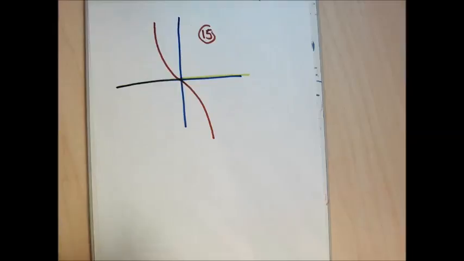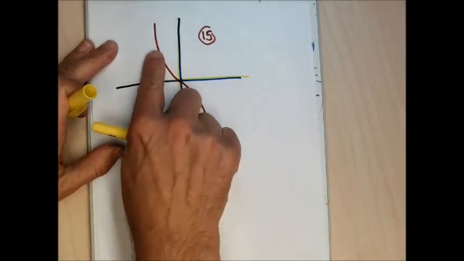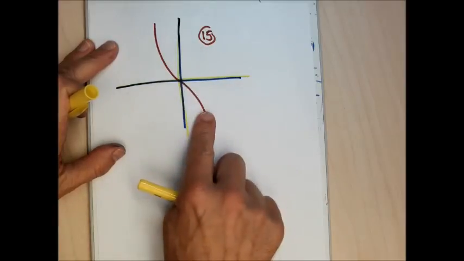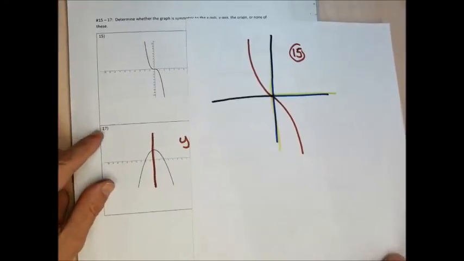Problem 15 doesn't have y-axis symmetry because in order to have y-axis symmetry, this part right here would have to have a part there. This half right here would have a part there. So problem 15 doesn't have x-axis symmetry. It doesn't have y-axis symmetry. The kind of symmetry it likely has is origin symmetry.